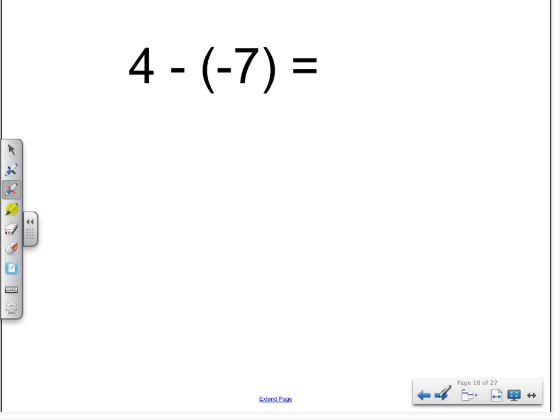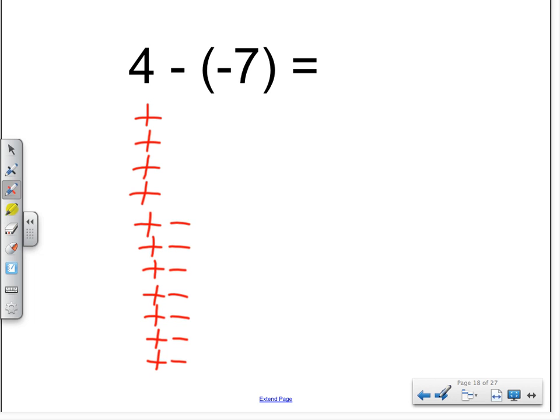Okay, this one is +4 minus -7, or +4, take away 7 negatives. So I draw my 4 positives. And once again, I look at it and go, how do I take away 7 negatives if they aren't there? Well, I have to make 0 pairs. So there's 1, 2, 3, 4, 5, 6, 7. And the reason I made 7 was because we need to take away 7 negatives. So when I take away the 7 negatives, that leaves me with 11 positives.